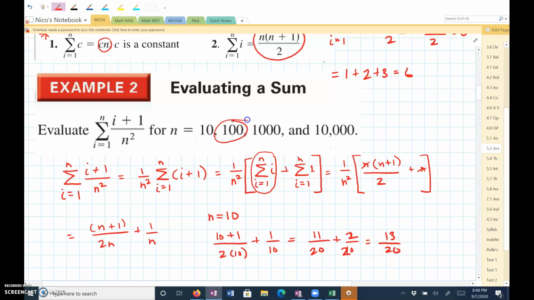I think you could find the rest of these. Just take this formula, plug in when n is 100, and so on and so on.